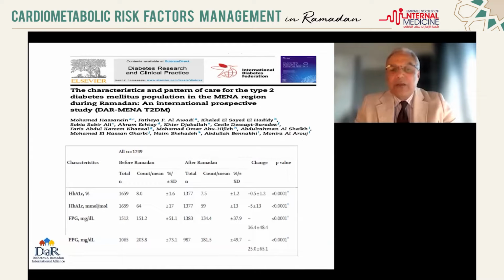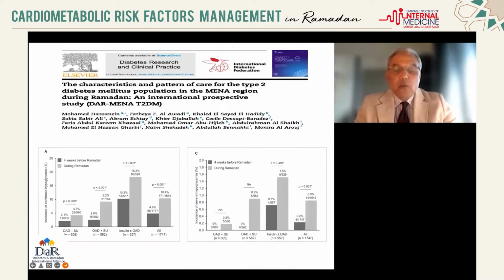However, the postprandial glucose change was less significant, not statistically, but it was minus 25 milligrams per dL in comparison with the fasting, which perhaps is more important. Now, what we also know during Ramadan fasting is that hypoglycemia increases in relation to the type of therapy. So every single parameter of hypoglycemia increased during the month of Ramadan, even for people who are not on sulfonylurea.